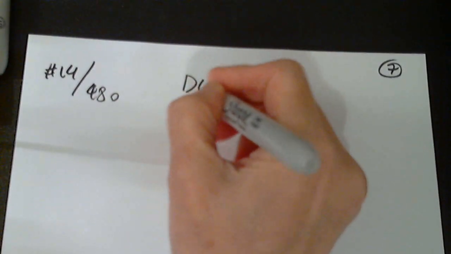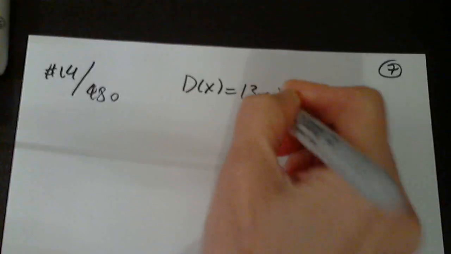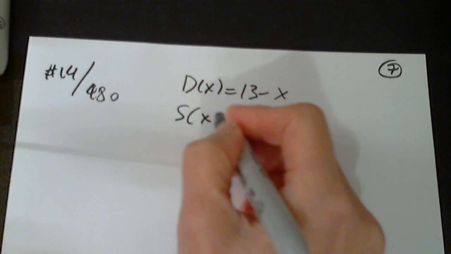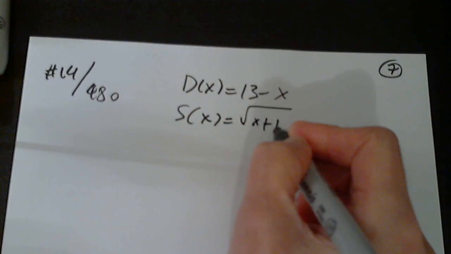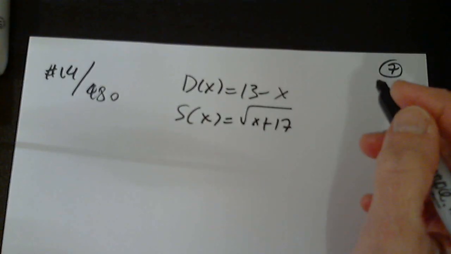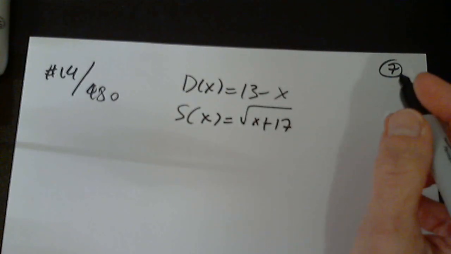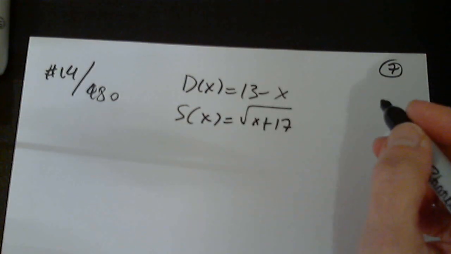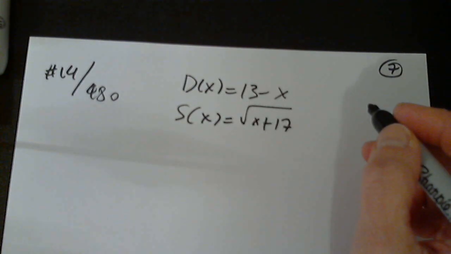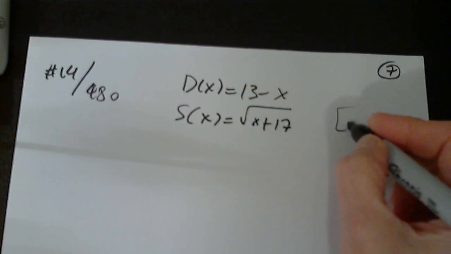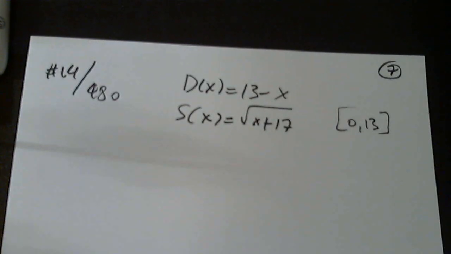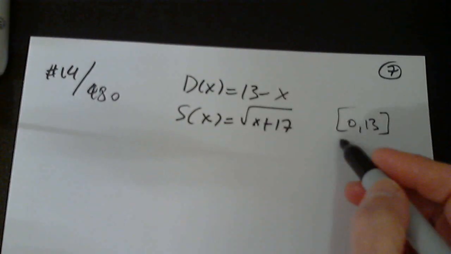14, 480. So we have the demand, 13 minus x, and the supply, the square root of x plus 17. And they're kind of confusing us. Okay, with x between 0 and 13. And then they put again x greater than or equal to 0. Okay. Makes no sense. But it doesn't matter. That's what we're looking for.